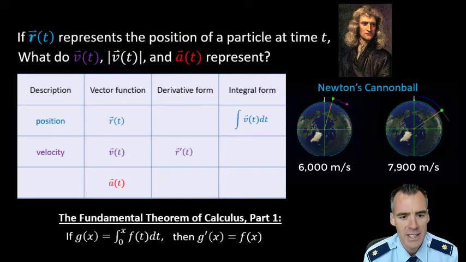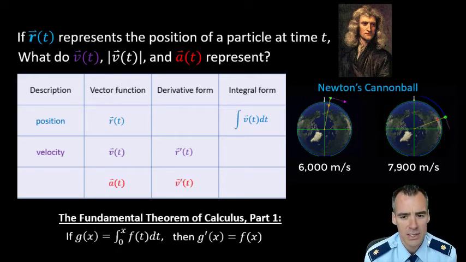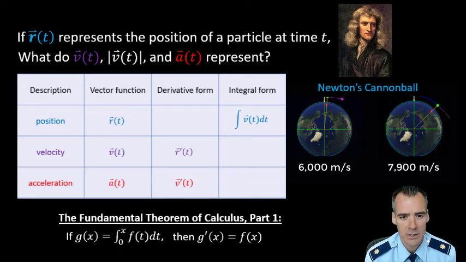And as you might imagine, a of t is the derivative of our velocity function, v of t. So just like in 2D, this is going to represent the acceleration. And again, the fundamental theorem of calculus tells us that if a of t is the derivative of v of t, then v of t is the integral of a of t. So let's go ahead and fill that in too.